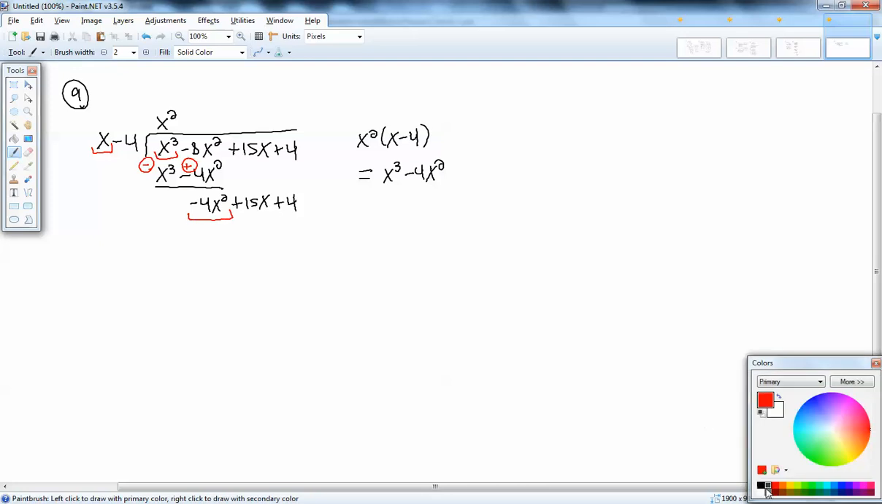We look at the first term of each, decide what to put up on top. You ask yourself what times x gives you negative 4x squared, and that'd be negative 4x. Now whatever you put up on top, you're going to multiply by what's on front. So I'm going to take negative 4x times x minus 4. Negative 4x times x is negative 4x squared. Negative 4x times negative 4 gives you a positive 16x.